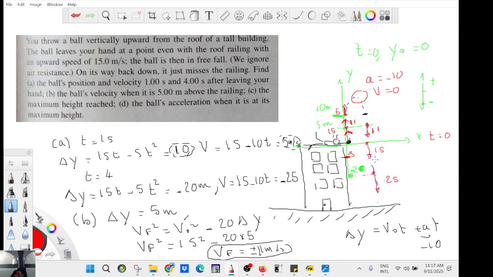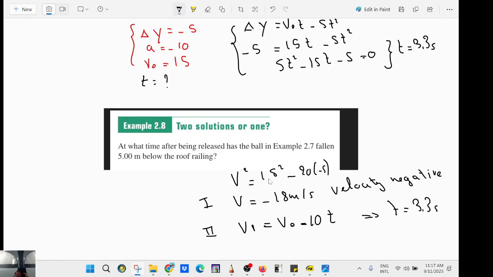Is that clear? You got that? Okay, so here you're going to have two solutions, plus and minus, but only the minus makes sense because you are below the railing. The ball missed the railing. And you will find the same thing. If you have a graphing calculator, you can make a graph and you find the root.